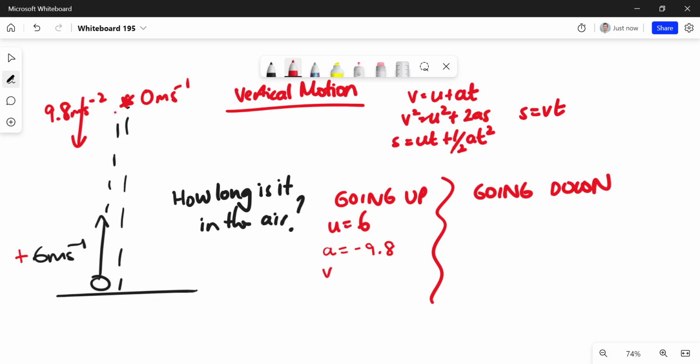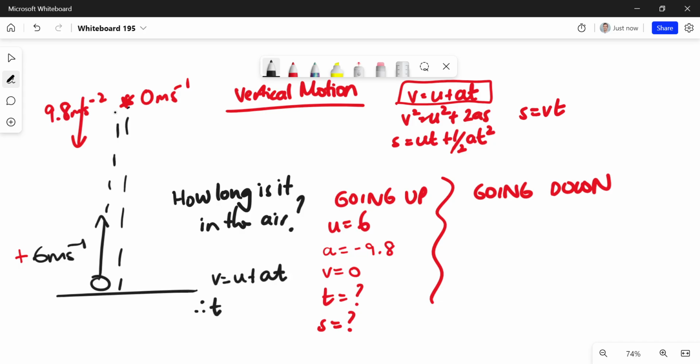The other thing I need to note here is that the final velocity when I'm going up is 0. Okay, and that's because the final velocity of the going up phase is when we get to the maximum height. And the question that we're interested in is t. The other thing we don't know is s. So if I'm looking at it and I want to find t, I know u, a, and v. I can use this first equation here, v equals u plus at, and that will be enough information to solve it. So I go v equals u plus at.